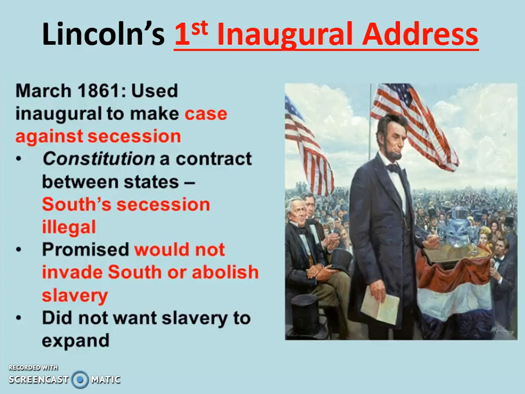He also promises that it is not his intent to invade the South or to abolish slavery. So even while he's saying secession is illegal, he's trying to make some peace overtures to them as well, saying he's not going to abolish slavery, he's going to follow the law, and he does not wish to invade. But he does not want slavery to expand to the West. And like we said, that was a critical issue for the South.